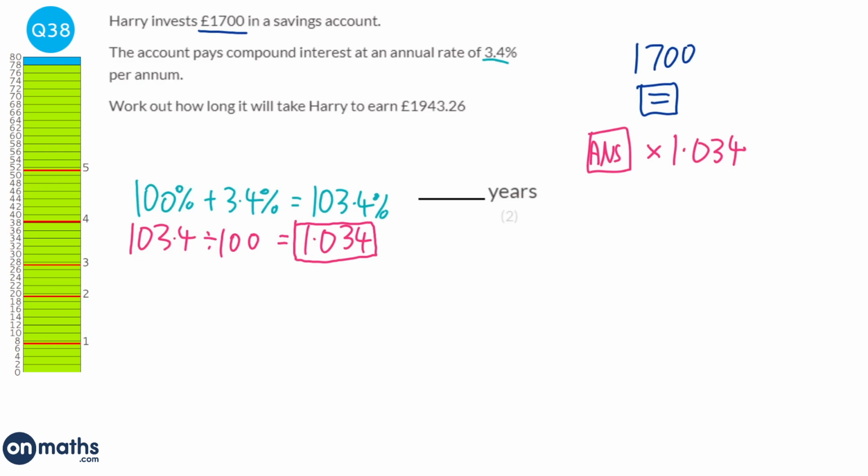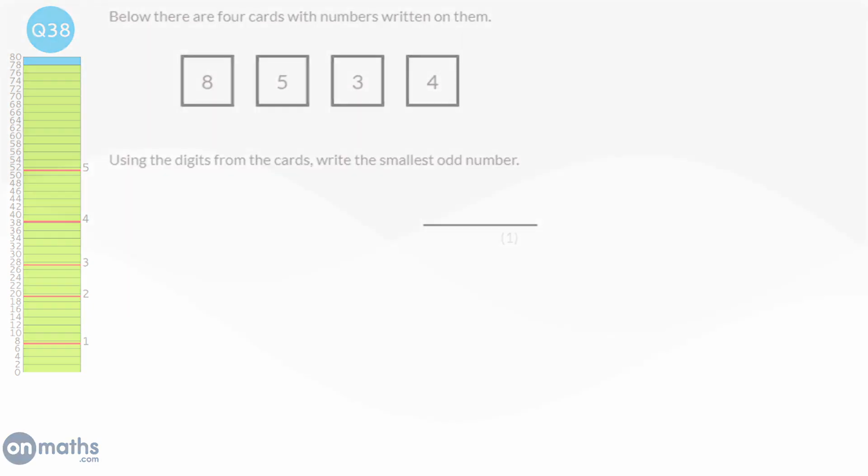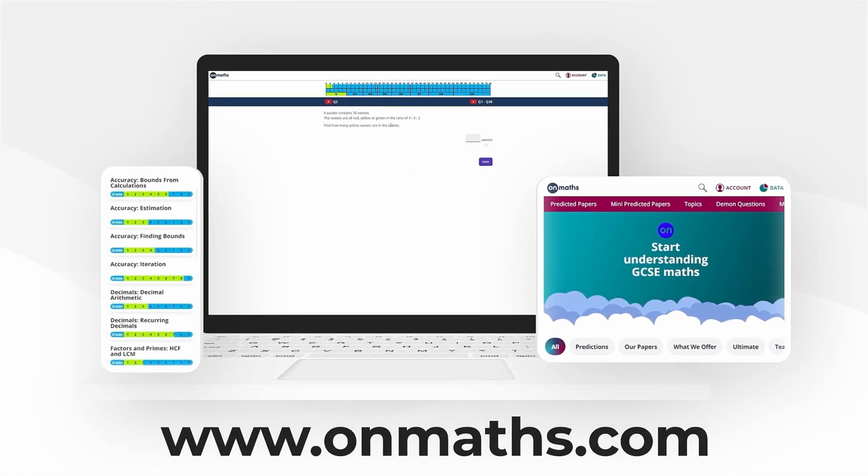Press it once and it gives us £1,757.80. Now, when we press it again, that would be after the second year. So it puts in the 1,757.80 as this answer here, and then raises that by 3.4%. So we've got to keep pressing equals and count how many times we press equals to get to £1,943.26. And you'll find that on the fourth press of the equals button, you will get £1,943.26.